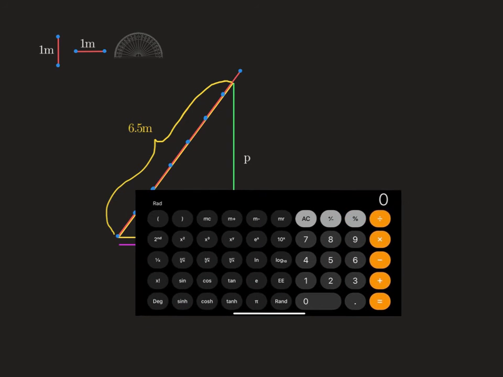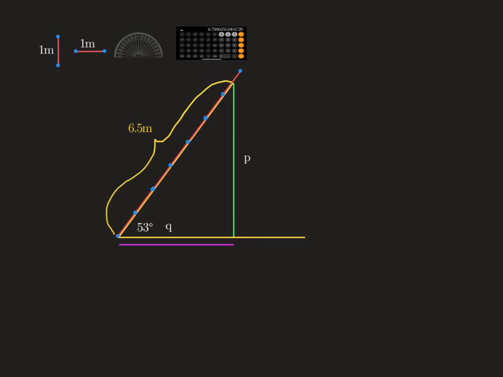So the sine of 53 degrees, it says, is about 0.7986, or another way of saying it is 79.86%. That means that the height of the ramp is about 79.86% of the total length of the ramp from here to here.